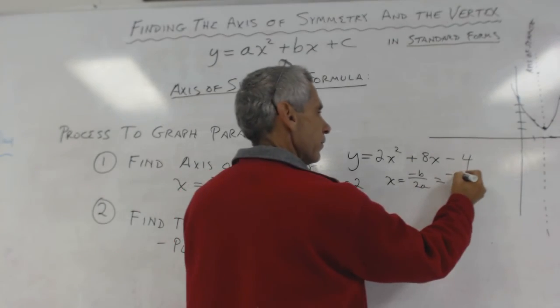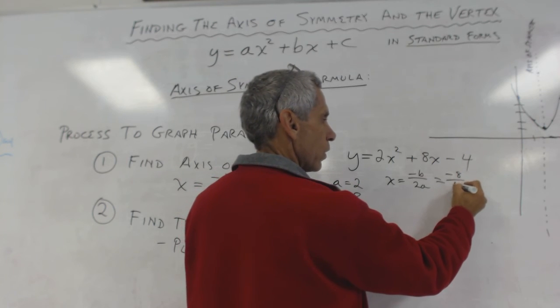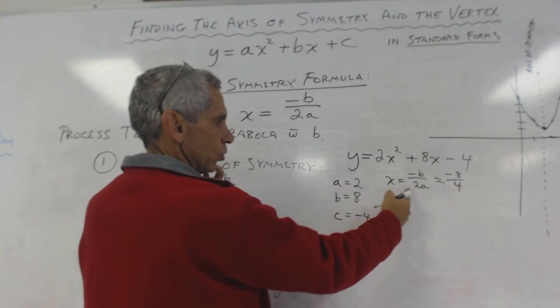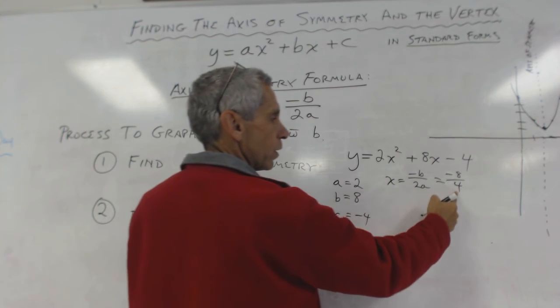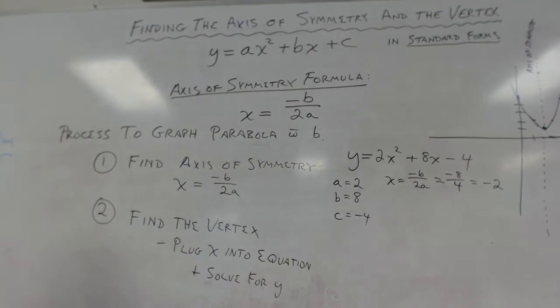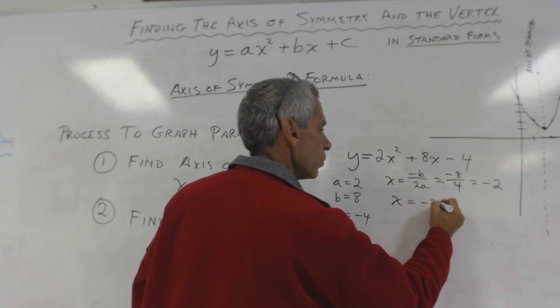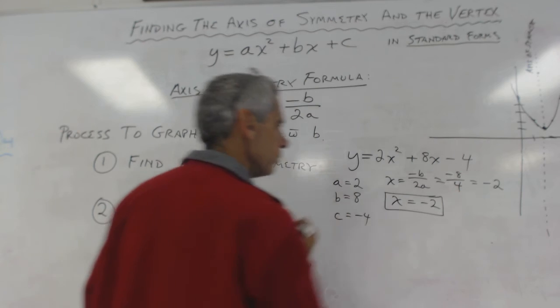Negative 8 over 2 times 2, or 4. 2 times that 2, which is 4. That gives me negative 2, right? With me? X equals negative 2. So x equals negative 2. Great. That is my axis of symmetry.